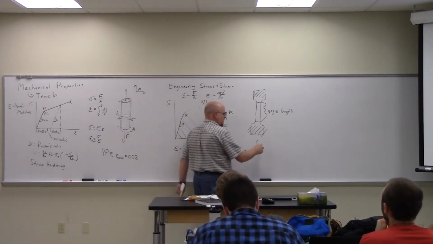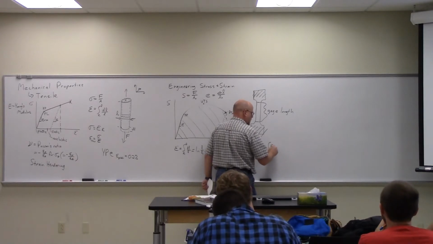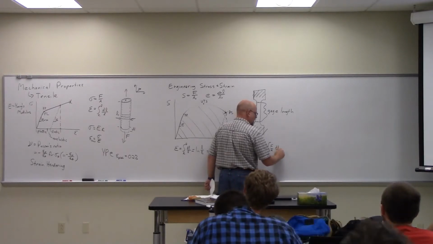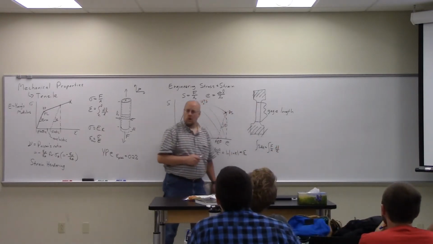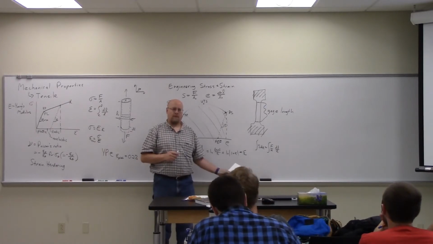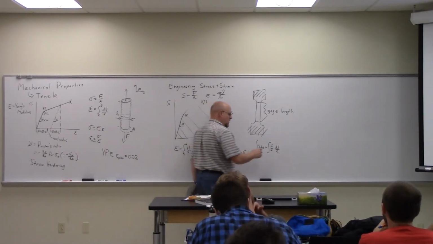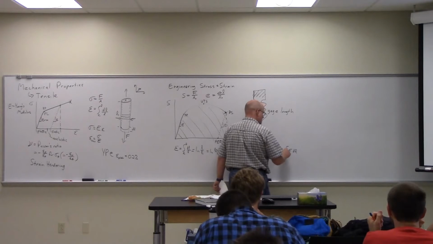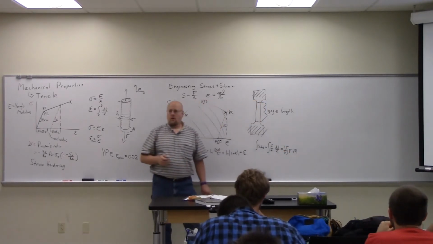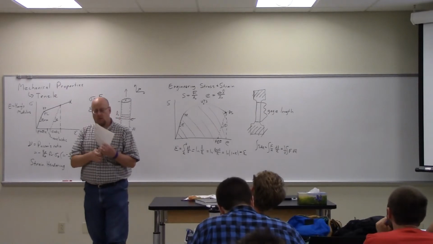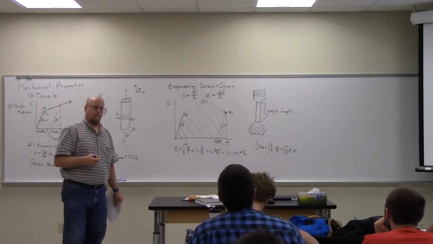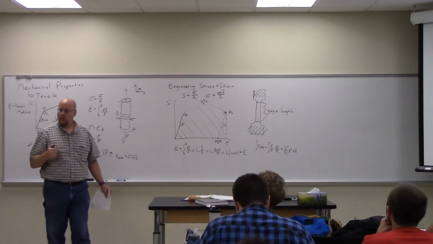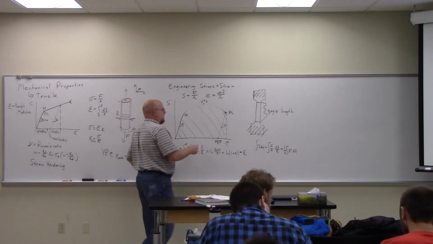If you think about what this is, that's the integral of force per unit area times dE, which is going to be dL over L naught. Right? Which is equal to the integral of F dL times 1 over the volume. So the area under that curve is the work per unit volume, or the energy absorbed by the material per unit volume in the process of deforming it. And we call that toughness.